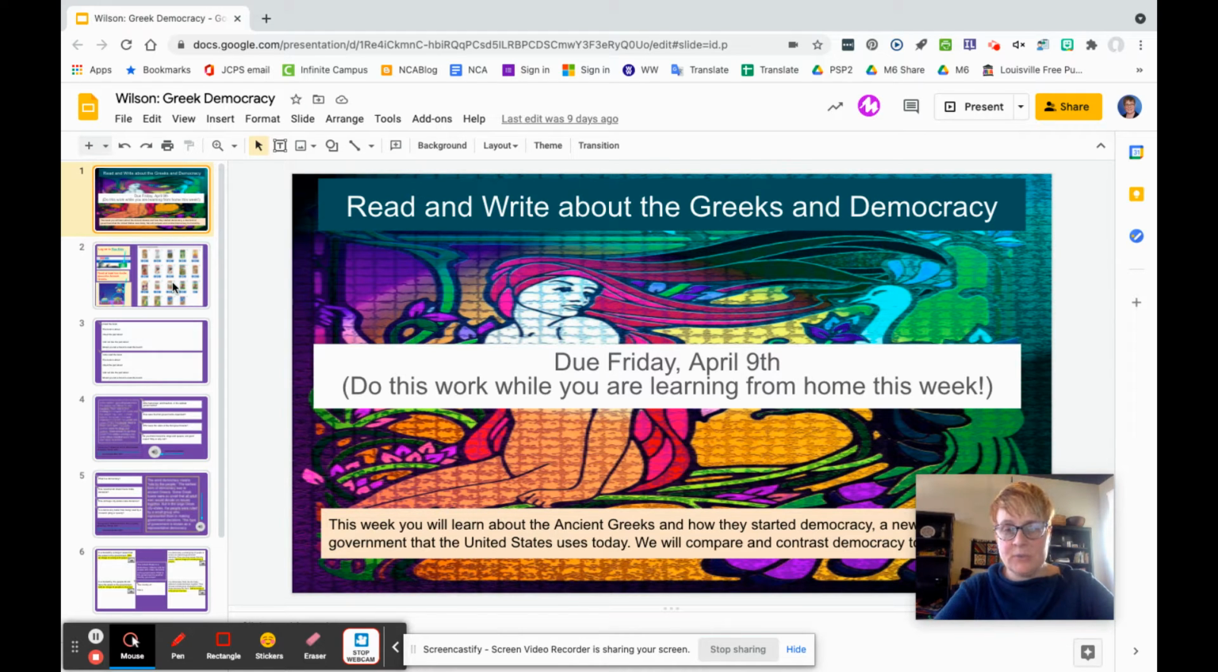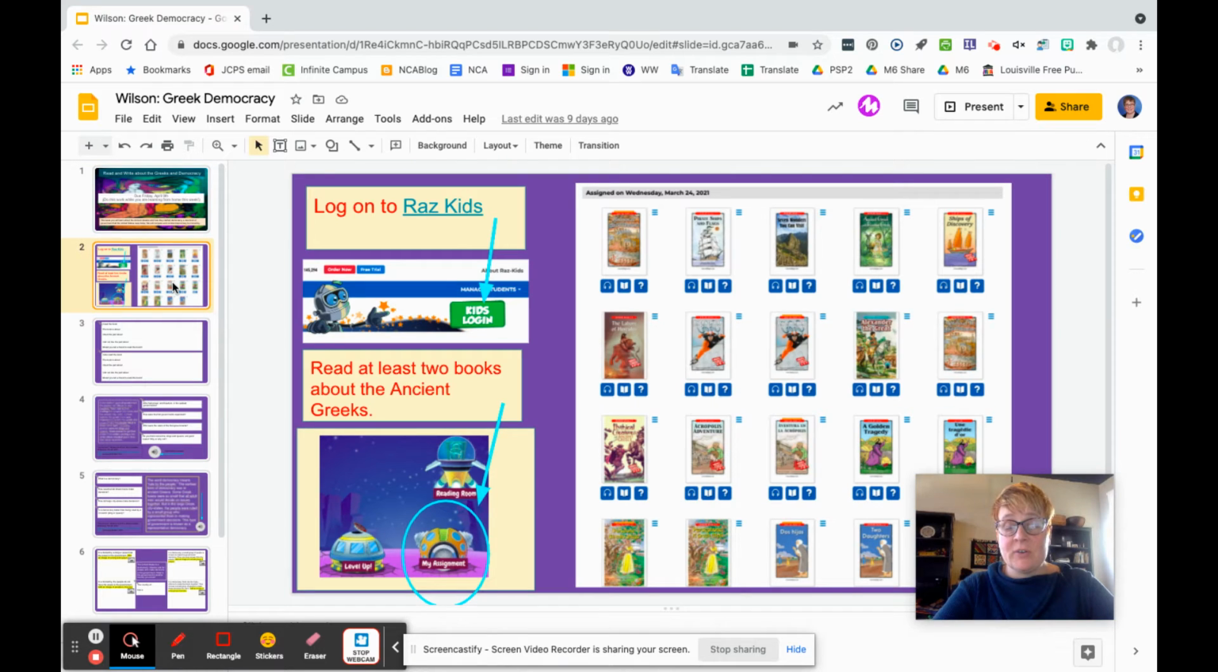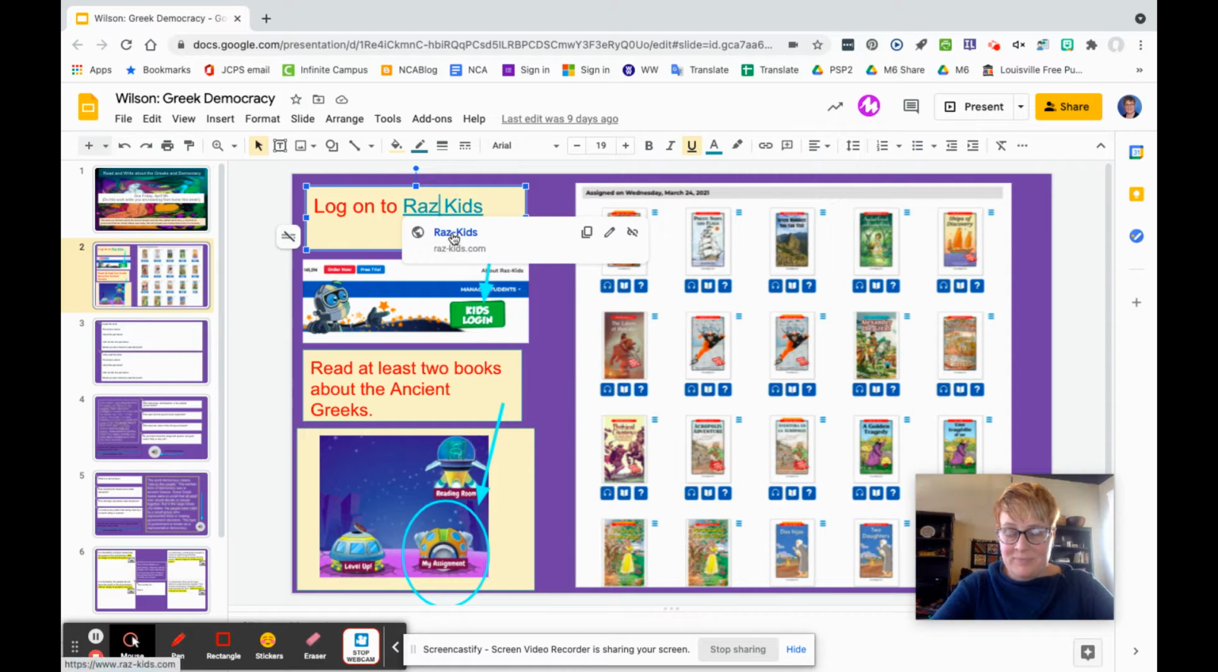On page 2, since we are learning about Greeks and democracy, I want you to log on to Raz Kids with this link, and you will click on Kids Login, and there you will go to My Assignment, the bottom submarine, and you will read at least 2 books about the ancient Greeks. I assigned you some, but not all, of these books. So pick 2 and read them and listen to them.